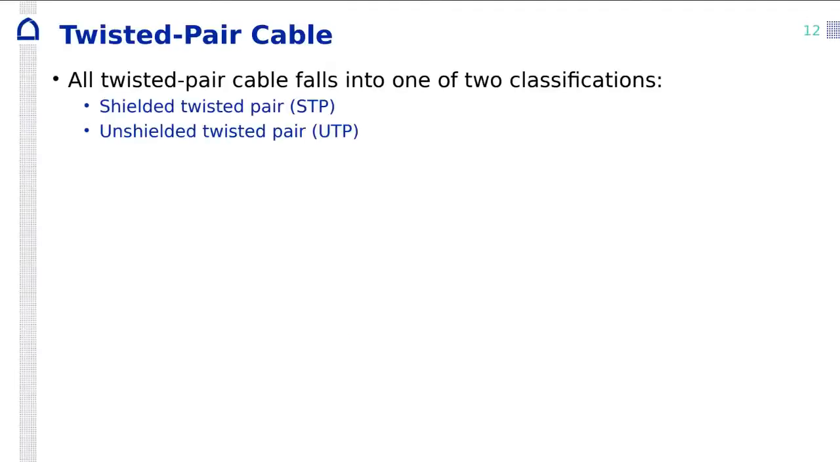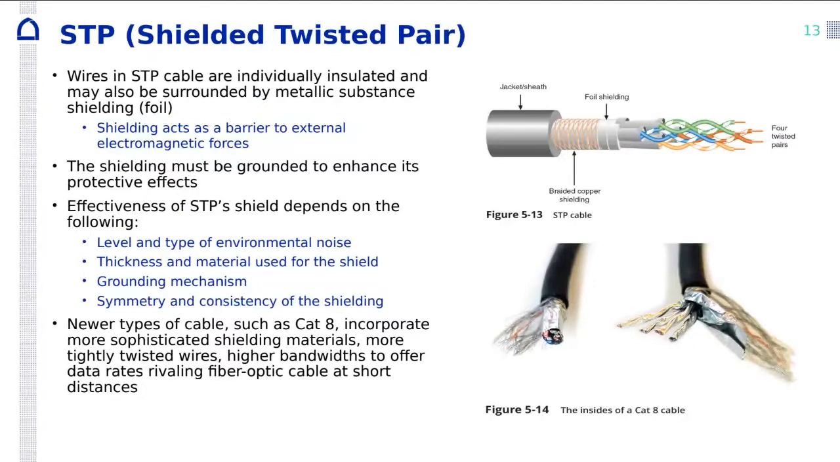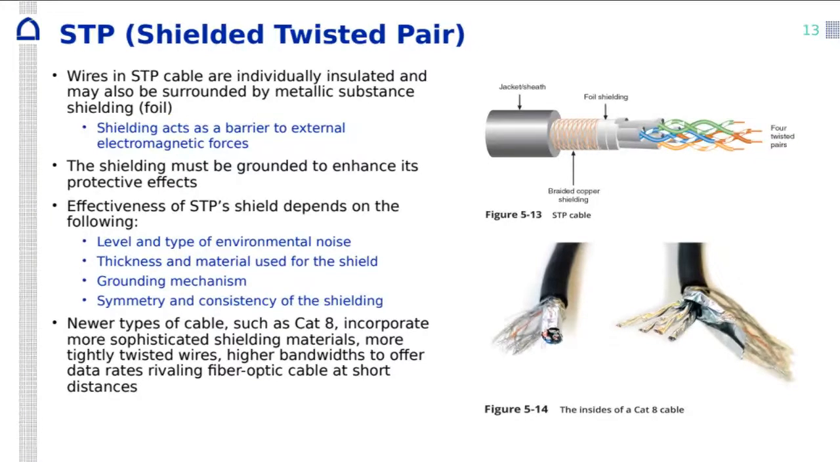We have different types of twisted pair. We have shielded twisted pair, and we have UTP, unshielded. Shielded is more expensive. It is harder and stronger than the UTP. The cables are individually insulated and may also be surrounded by a metallic substance, shielding or foil. The shielding acts as a barrier to external electromagnetic forces. The shielding must be grounded.